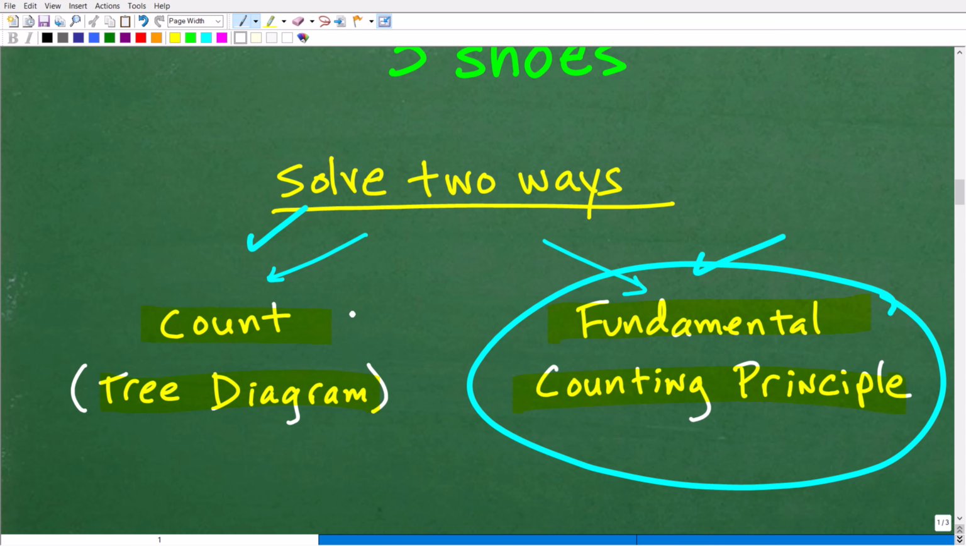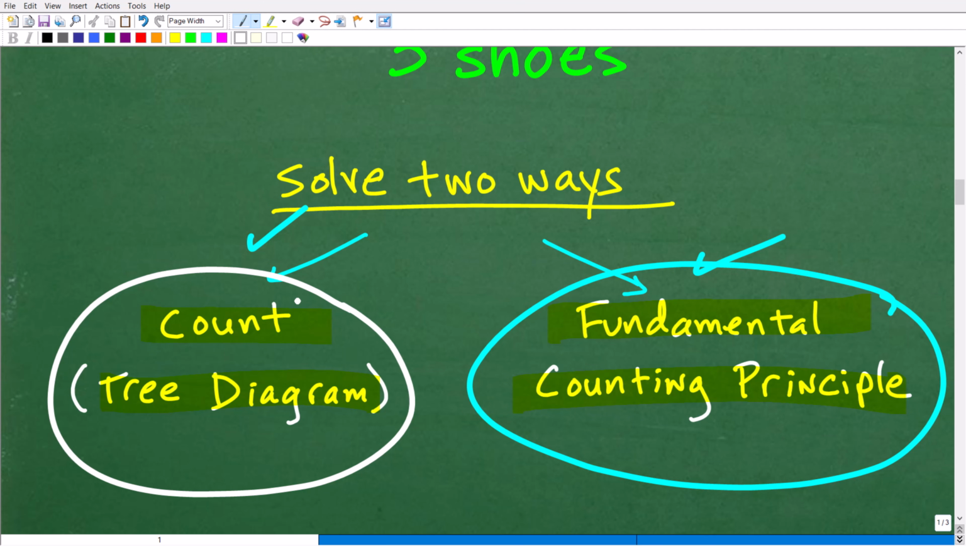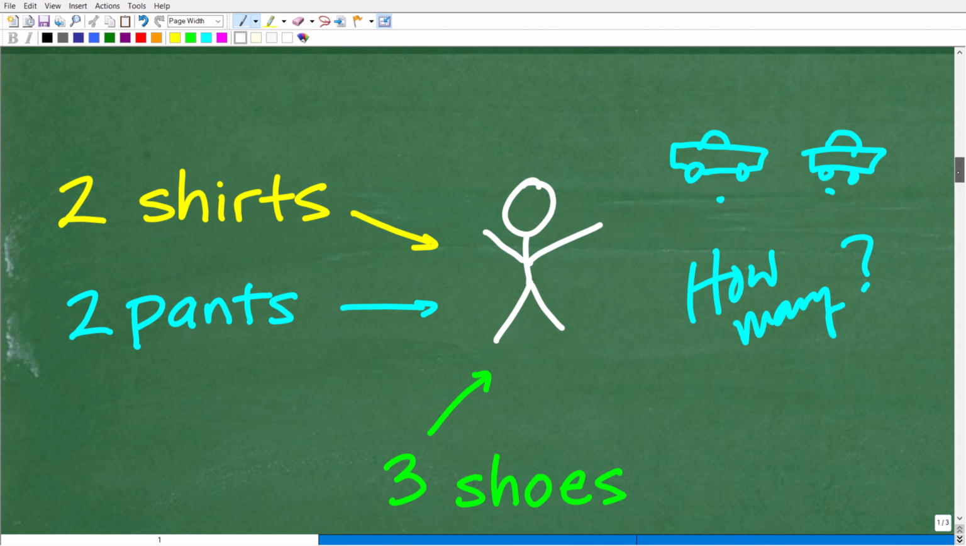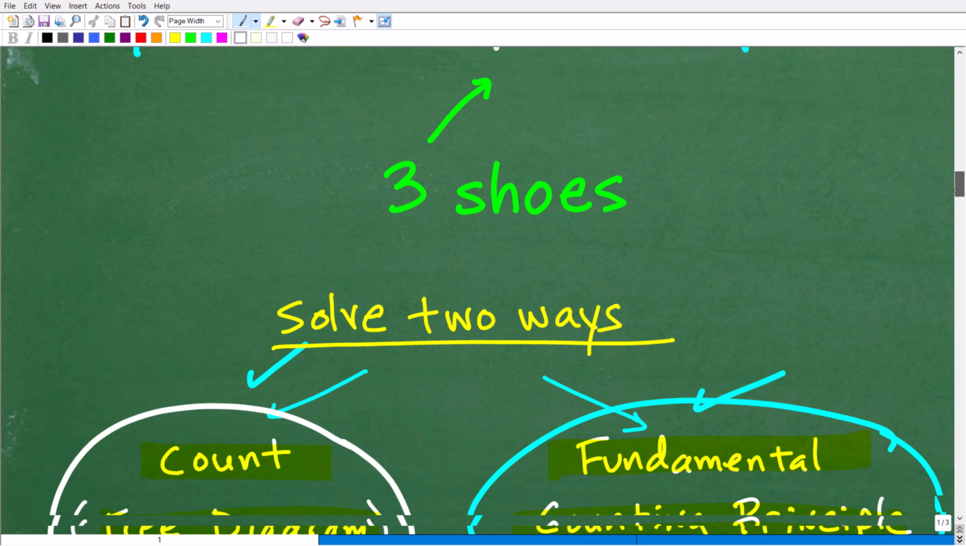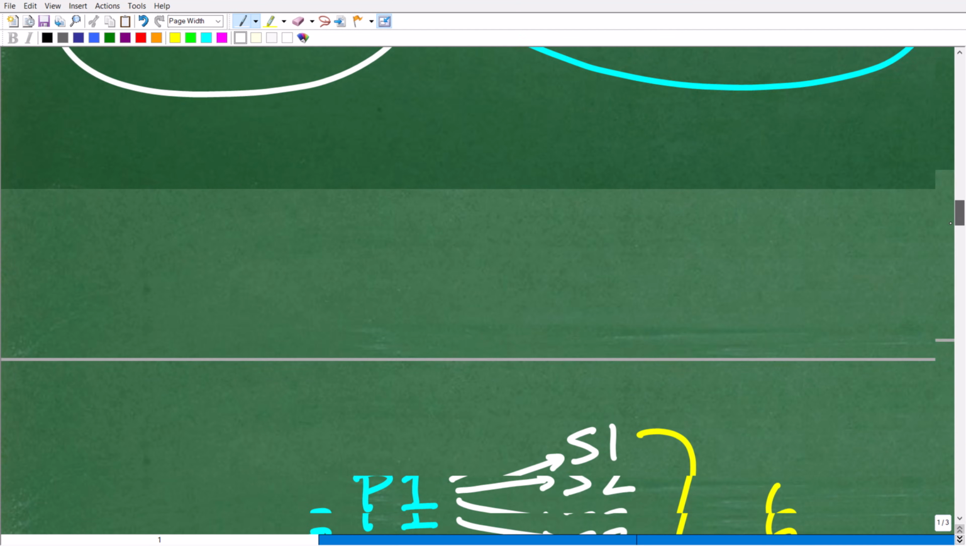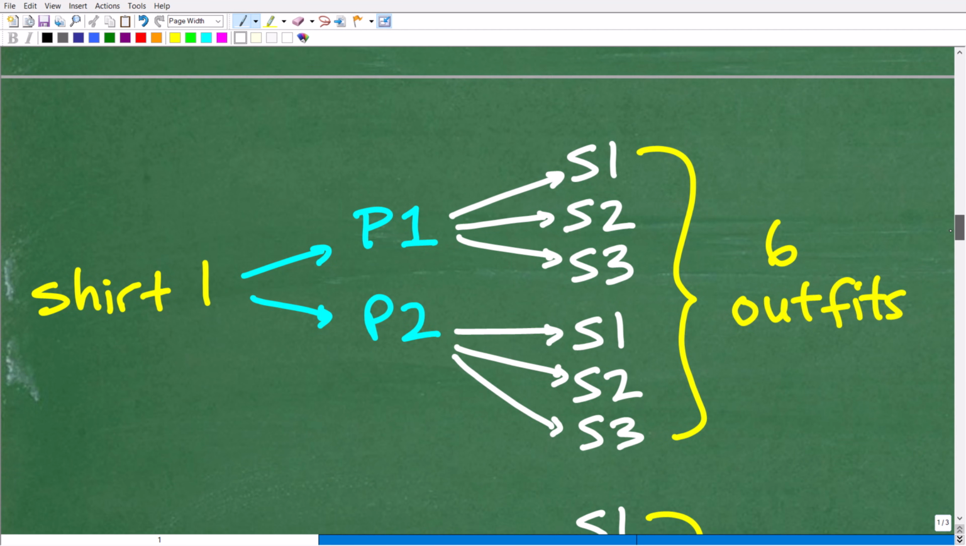But first, let's go ahead and count by using a tree diagram. All right, so again, we have 2 shirts, 2 pants, and 3 shoes. How many outfits can we make? Well, let's go down here and just construct something real quick.